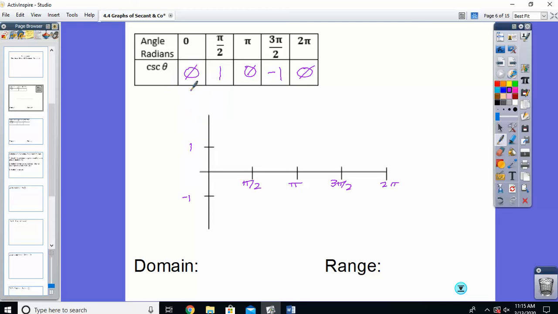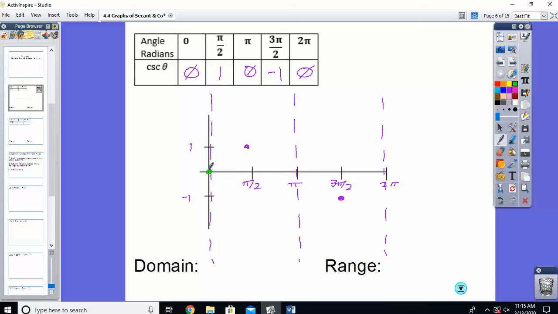Then if we look at this, everywhere it's undefined, we have an asymptote. At pi over 2, it was 1, and at 3 pi over 2, it was negative 1. Now really, I don't have enough points here to necessarily know what the graph looks like. We could pick more points, but what I want to do instead is take a second and graph sine. If you're graphing this on your paper, do it very lightly.